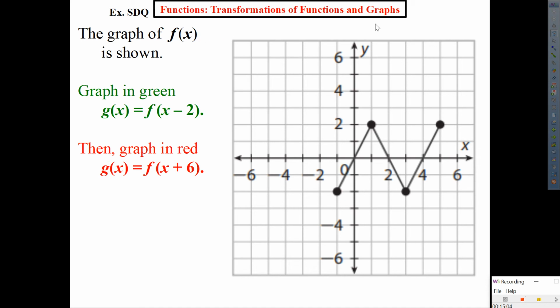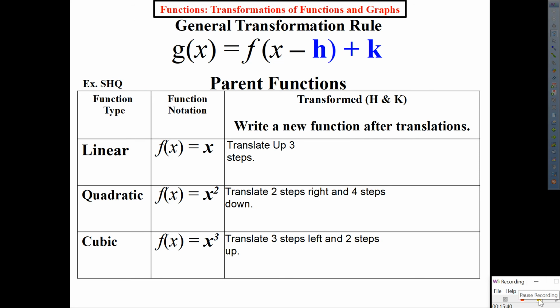You're going to write general transformation rule. G of x equals f of x minus h, close parentheses, plus k. Then you're going to make a table with 3 columns. However, that table is titled parent function. So copy that. For each row, look up really quick. Here for the linear, leave like 3 lines in space for all these rows. 3 lines for each. I'll give you some time to copy that. Copy and go.